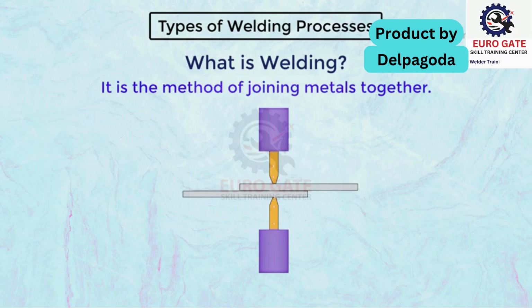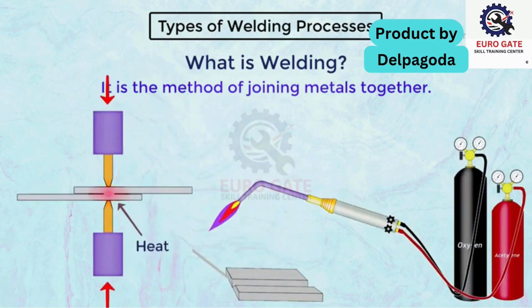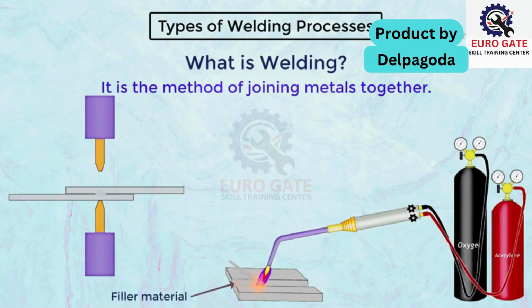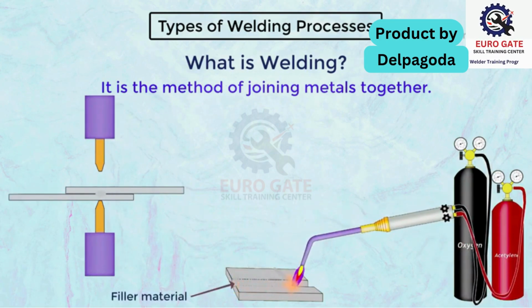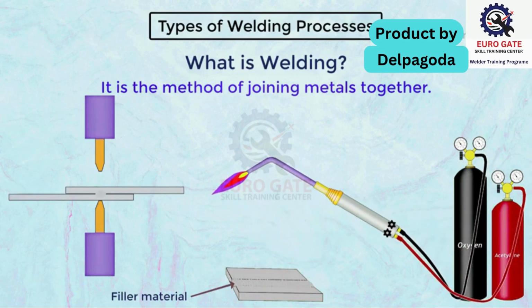During the welding process, we make use of heat. In some cases, both heat and pressure are used to join metals together. Also, during the welding process, we can make use of filler material. The function of the filler material is to fill the gap between the two metals being joined. This use of filler material depends on the situation.